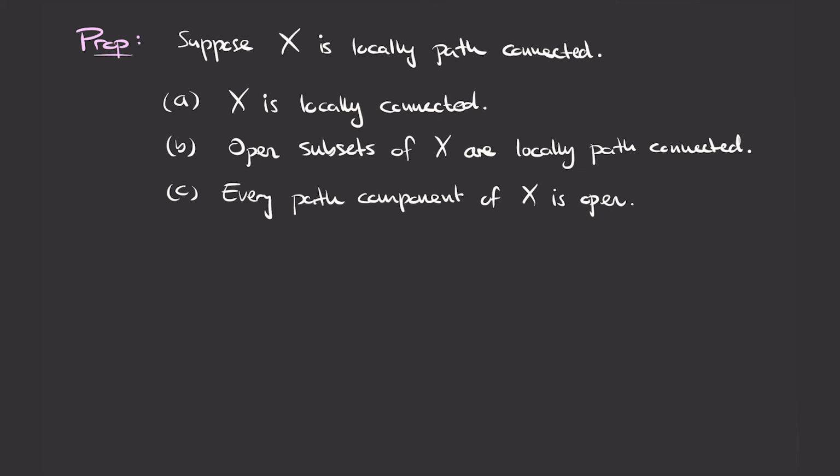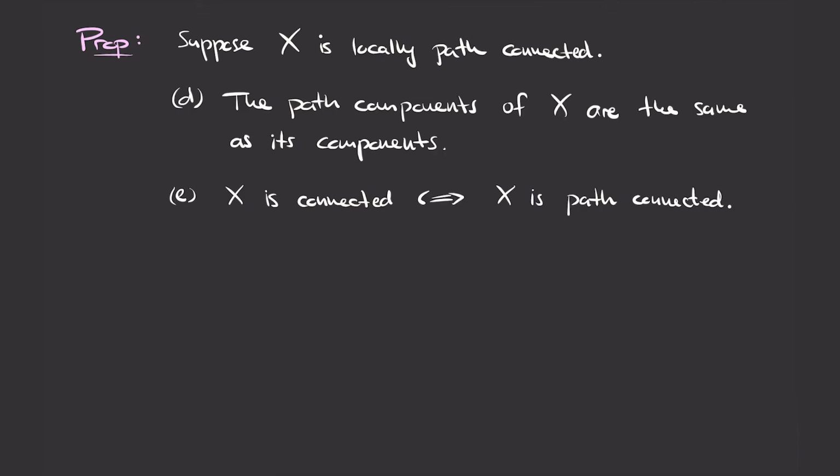This immediately follows from the fact that path connectivity implies connectivity. So if you have a basis of path-connected subsets, then these subsets are automatically connected, meaning that your space is also going to be locally connected. So if you want, you can prove these things for yourself, but as I said, the proofs are exactly the same as for the locally connected case.